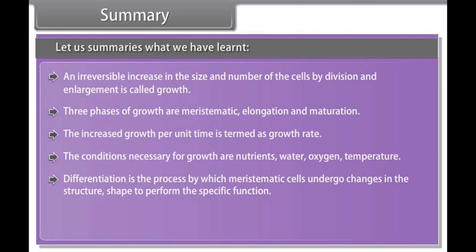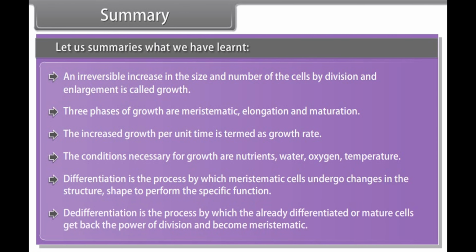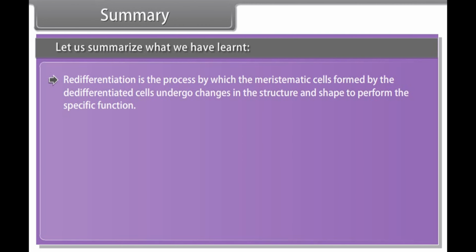Differentiation is the process by which meristematic cells undergo changes in structure and shape to perform a specific function. Dedifferentiation is the process by which already differentiated or mature cells get back the power of division and become meristematic. Redifferentiation is the process by which the meristematic cells formed by the dedifferentiated cells undergo changes in their structure and shape to perform a specific function.